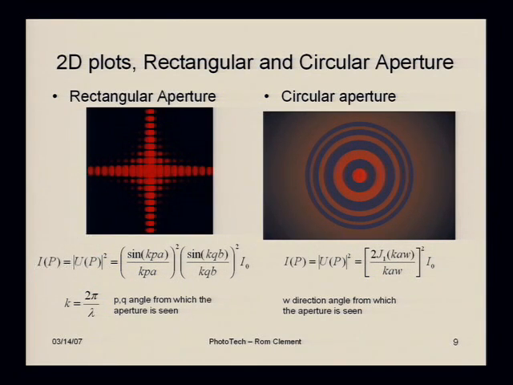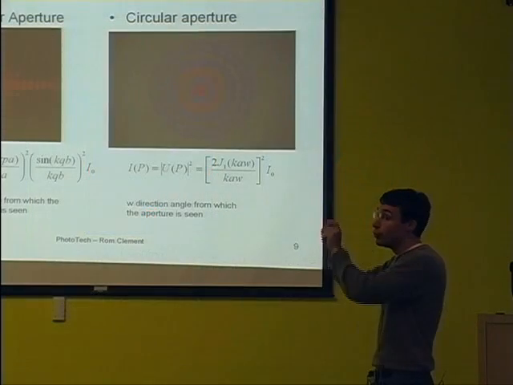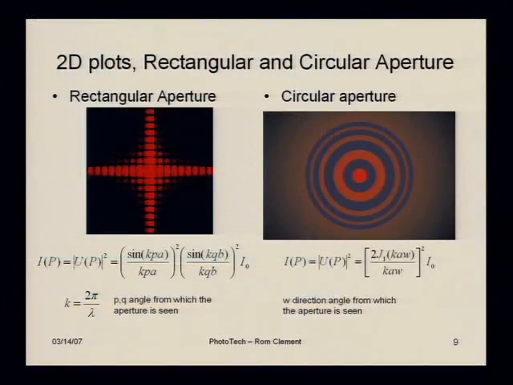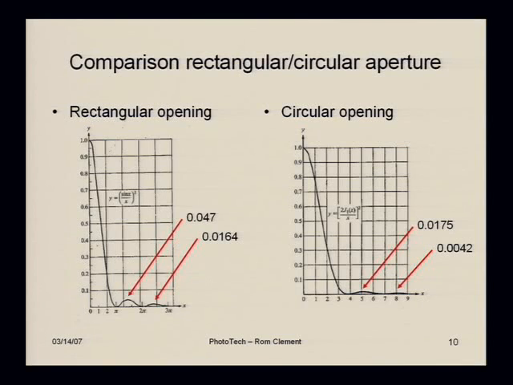If we're looking at a circular aperture, which is the most common case, because most optics are circular, the expression is a little bit different. It is J1, the Bessel function, but it has the same characteristics. A very clear spot in the middle, and then we see a first ring of light, and then a third one, and so on and so forth. So this is just to see the difference between the two.